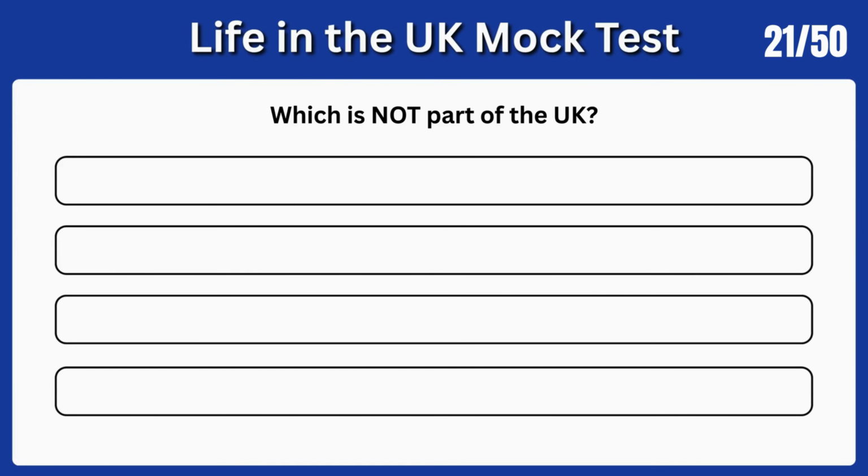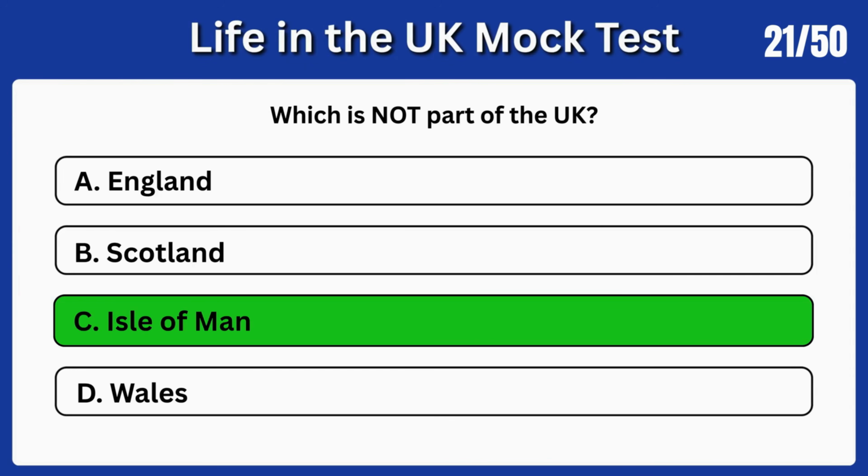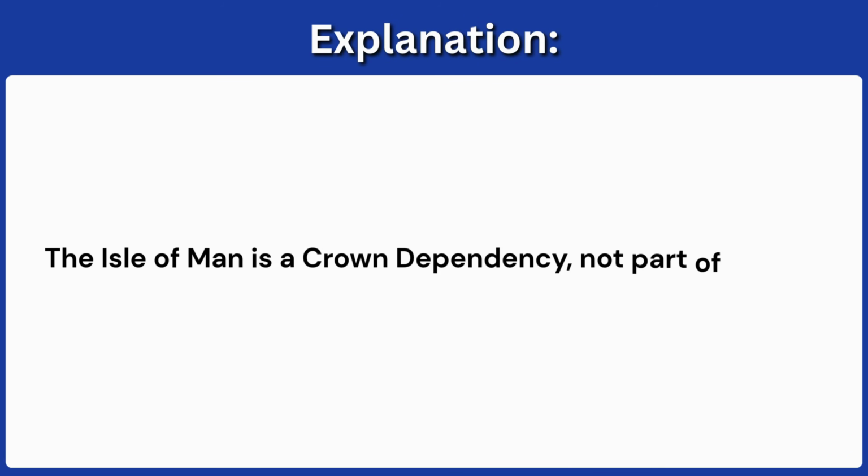Question 21. Which is not part of the UK? A. England. B. Scotland. C. Isle of Man. D. Wales. The correct answer is C. Explanation. The Isle of Man is a Crown dependency, not part of the UK.